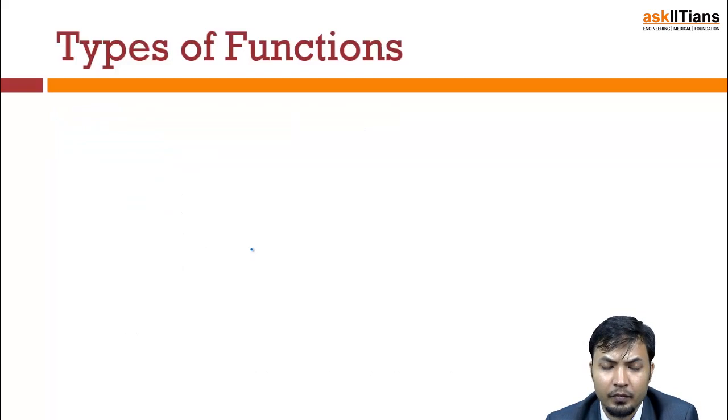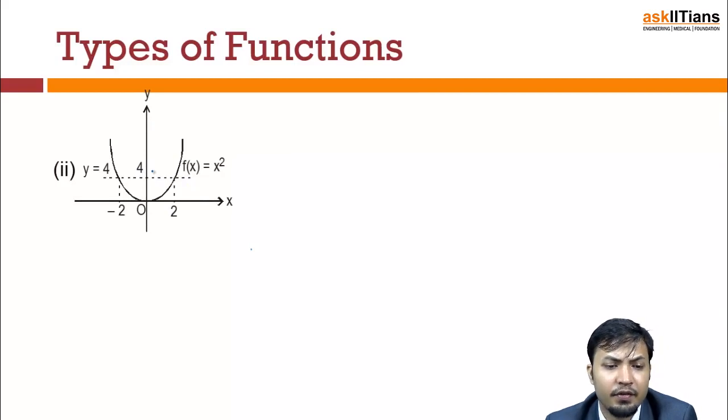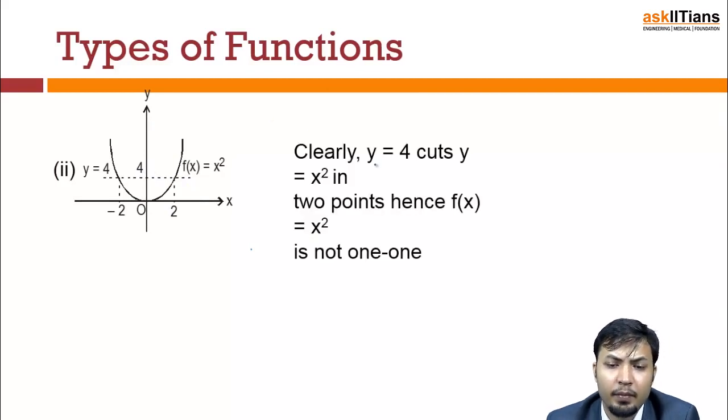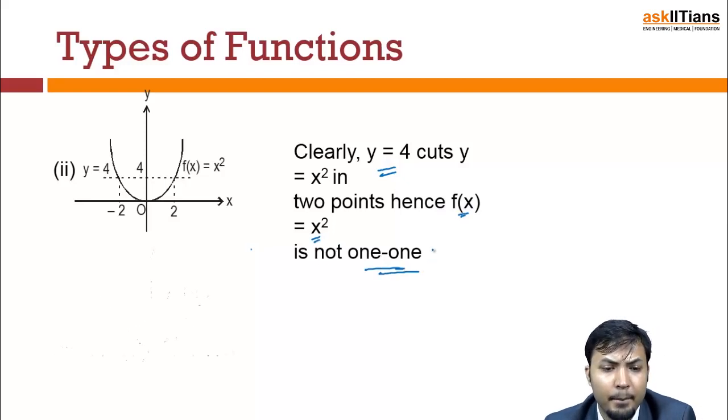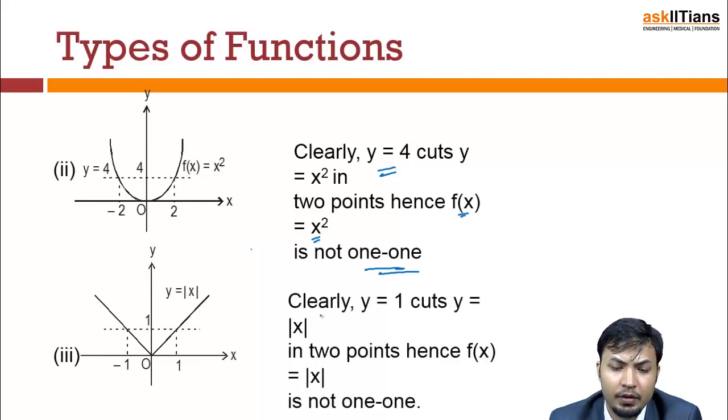Now, let's go ahead. Look at this graph sheet. What does this signify? Over here, my y equals 4 cuts y equals x square in 2 points. Hence, my f(x) equals x square is not one-one. Also, in this case, there are 2 points on f(x). So again, not one-one.